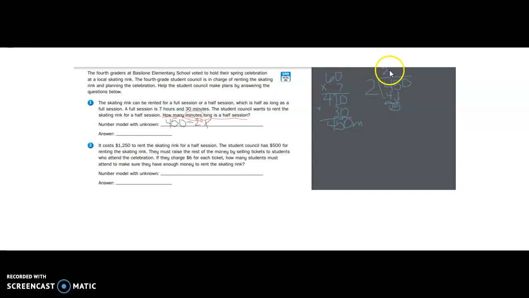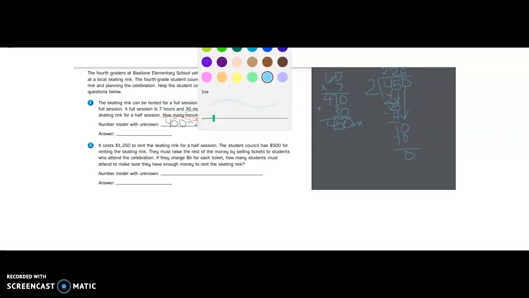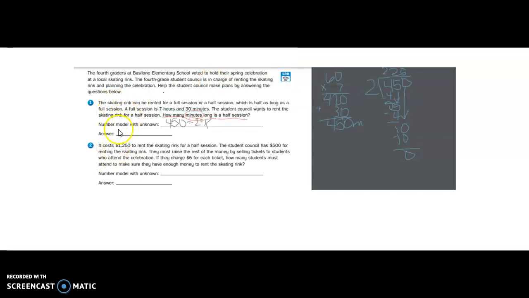So we know 2 goes into 5 twice, so once again, do the same thing. Subtract 4 from 5, I have 1. Bring down my other 0. 2 goes into 10 5 times. And I'm not going to have a remainder. So I know that my final answer is going to be 225 minutes. So now I can move on to the next problem.